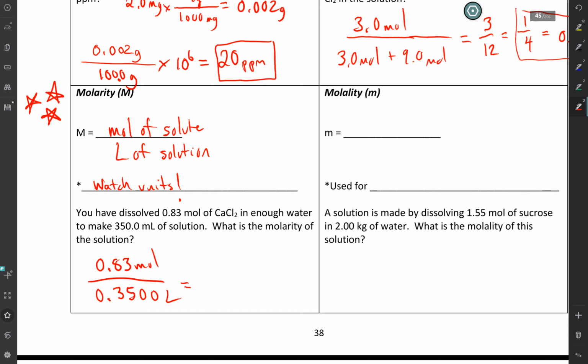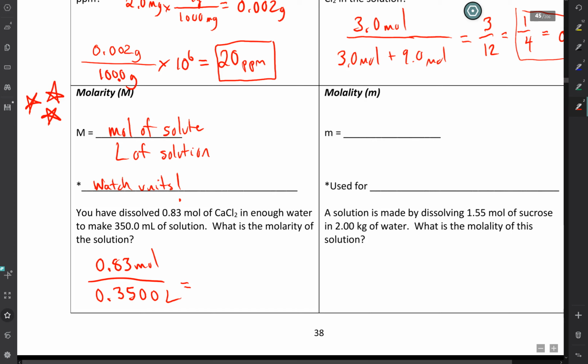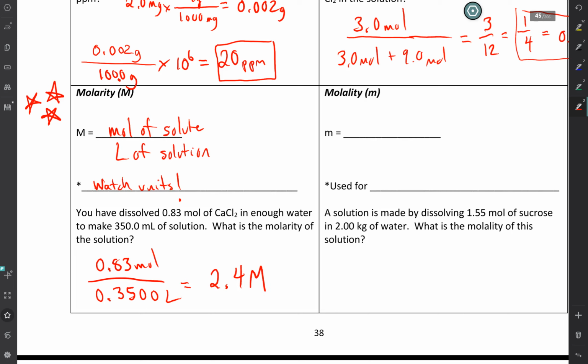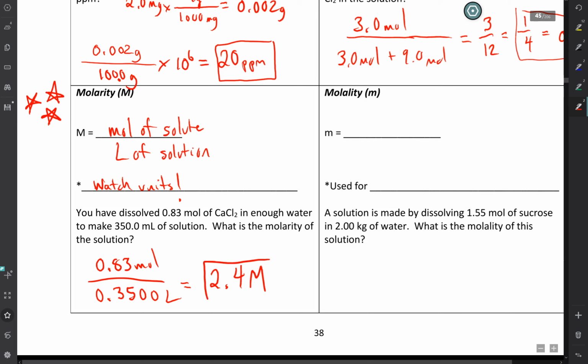So if I take 0.83 and I divide it by 0.3500, to the correct number of sig figs, I would get about 2.4. We use capital M as the abbreviation. We call it molar. I'd say this is a 2.4 molar solution.